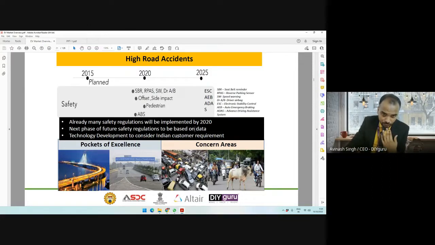Technology development has to consider Indian customer requirements, because Indian customer requirements are always different. You can see here, nowhere in the world can you see scenes like this, but in India. And in terms of pockets of excellence, there are lots of new roadways and highways being constructed in the last 5-10 years, and that is a positive sign that we are actually looking at safer mobility.